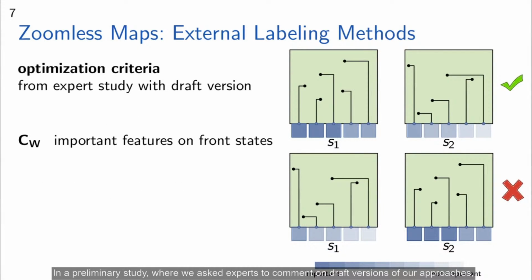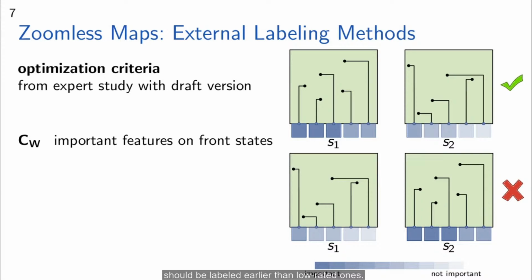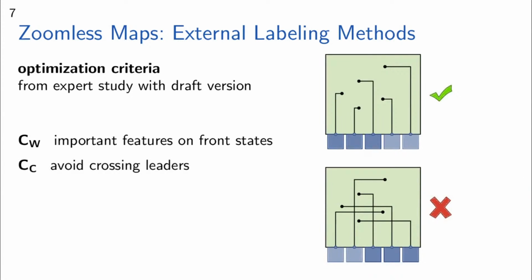In a preliminary study where we asked experts to comment on draft versions of our approaches, we received a lot of feedback that we used to set up the following optimization criteria. As a user might be interested in exploring important features first, front states should contain features with higher weights than back states. Considering the labeling of restaurants, high-rated restaurants should be labeled earlier than low-rated ones.